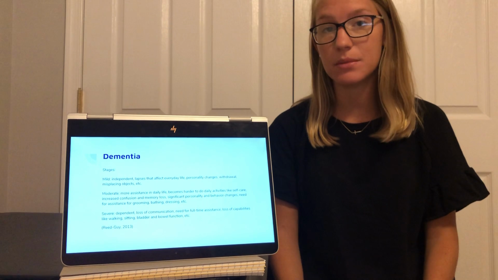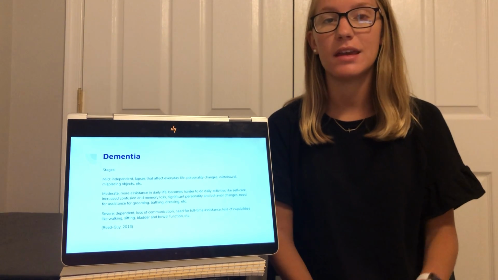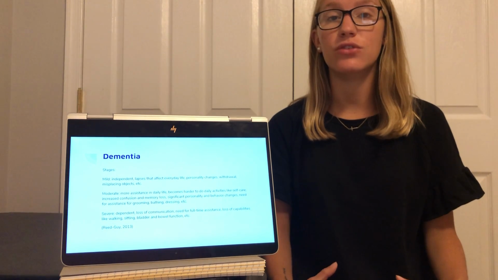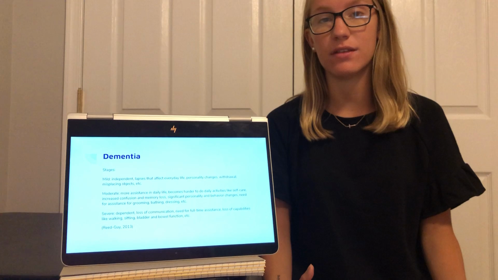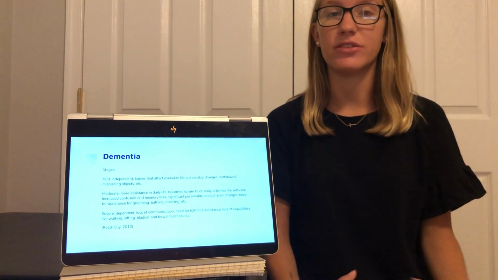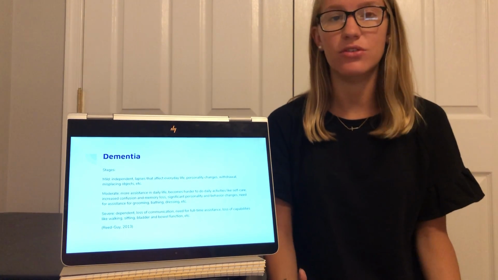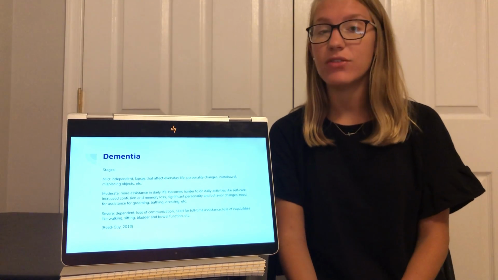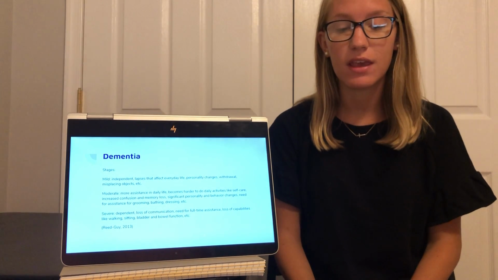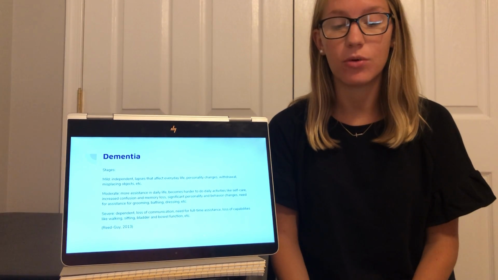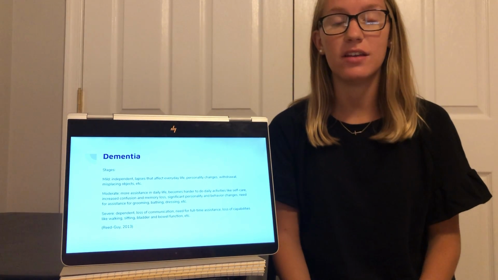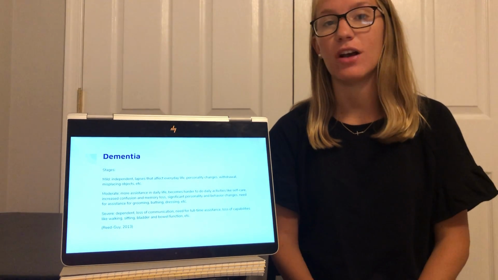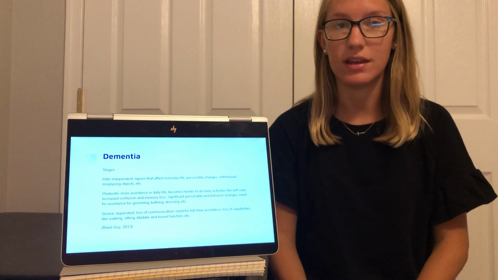Next, we have moderate dementia. Here, you need more assistance in everyday activities. It's harder for you to perform tasks, so not only do you need assistance because you might be forgetting to do tasks, but it's just hard for you to do the tasks themselves. There's increased confusion, significant personality and behavioral changes, and like I said, a need for more assistance, specifically in activities of daily living. These are self-care activities like bathing, dressing, eating, different things like that.